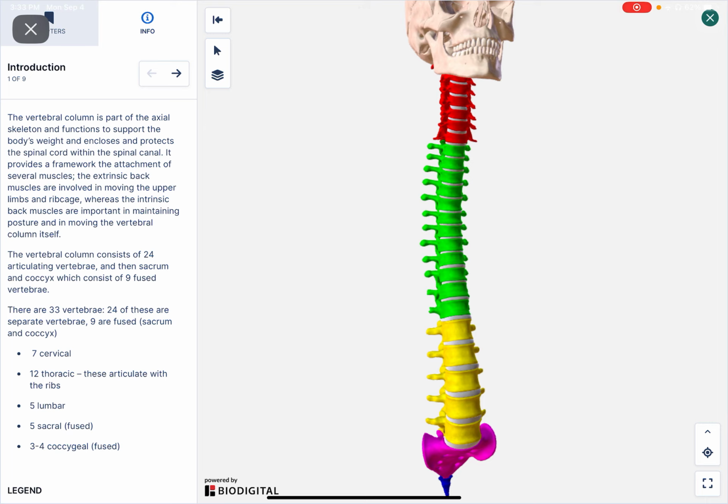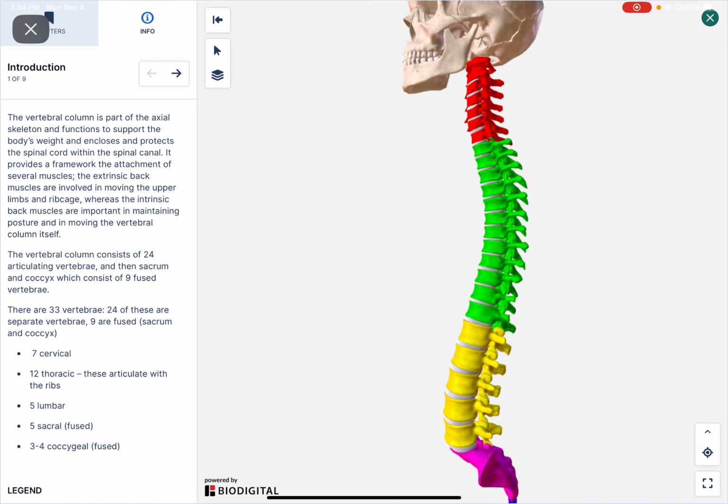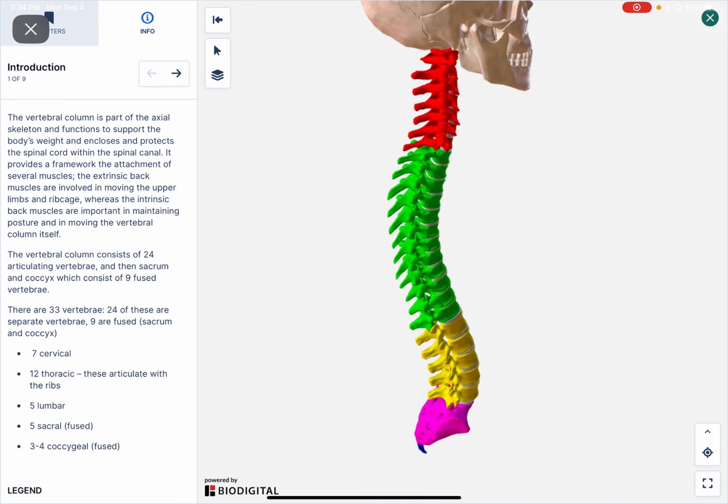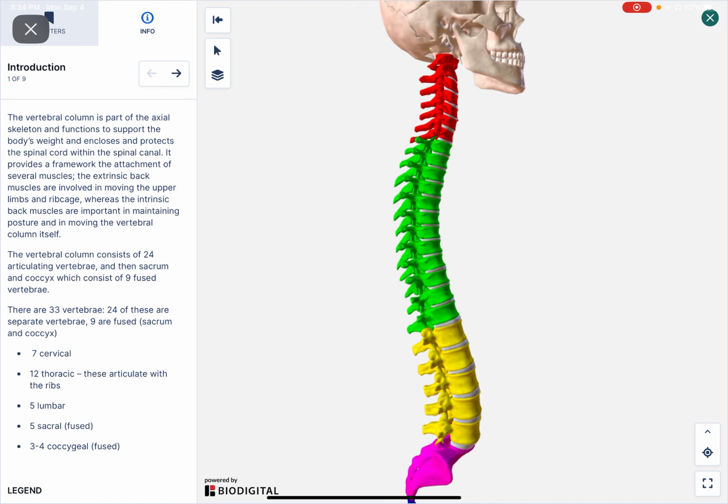The red is the cervical. The green is the thoracic. The yellow is the lumbar. And the pink is the sacral. And the blue is the coccygeal. So this is a great way to memorize the spinal cord by color coding it. I also recommend, if you have a book that includes a picture of the spinal cord, labeling it by color, because that is a better way to memorize the spinal cord.